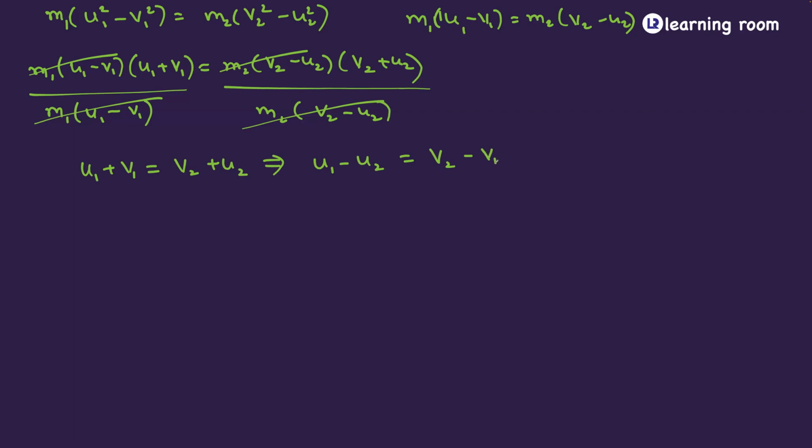Now we know that whenever you write v2 minus v1, you can call that relative velocity. Or u1 minus u2 also you can call relative velocity. If you observe, this is relative velocity, this is also relative velocity. But what does this speak about? This speaks about the relative velocity of approach. And this v2 minus v1 is called the relative velocity of separation.